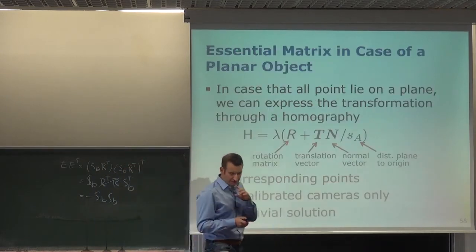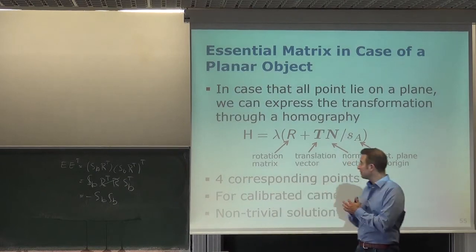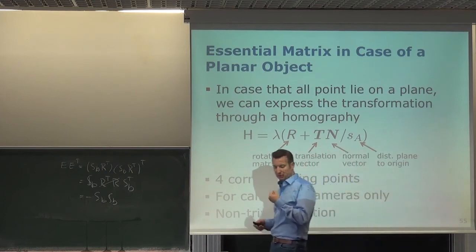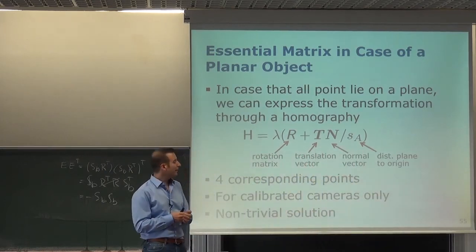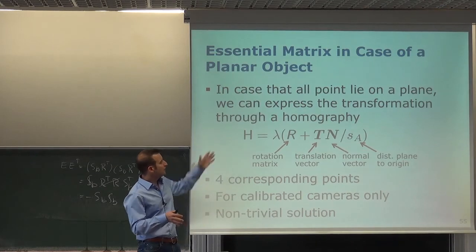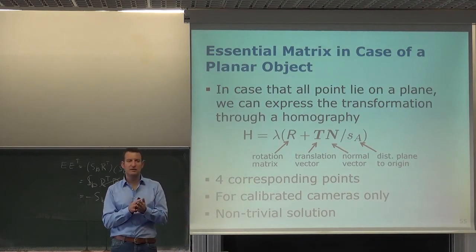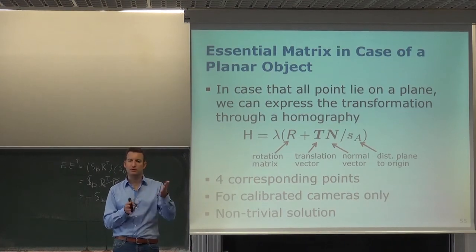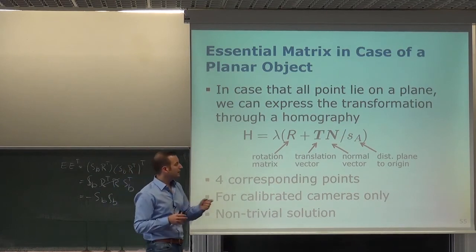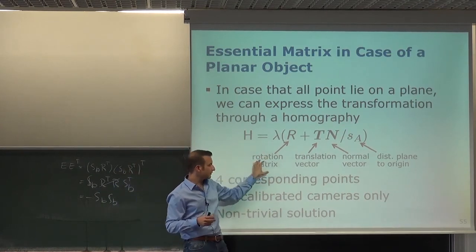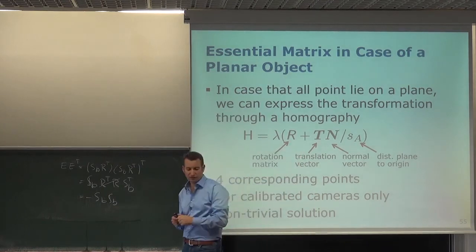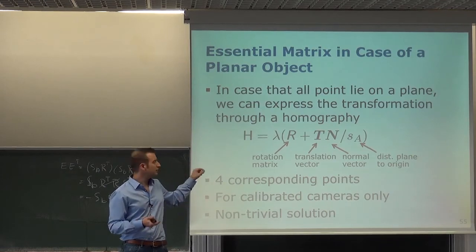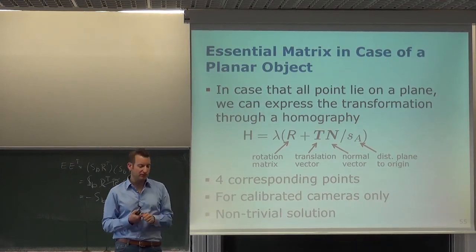And again, very briefly, if you have planar objects, so if you know that all the points lie on a plane, you want to exploit this, you can do that by computing the homography which maps between those planes. You can do this from 4 corresponding points. And then from this homography, you can extract the rotation matrix, translation matrix, normal vector, and distance from the origin. But again, this is a non-trivial solution, and it also works only for calibrated cameras. So it doesn't work for the fundamental matrix, only for the essential matrix.